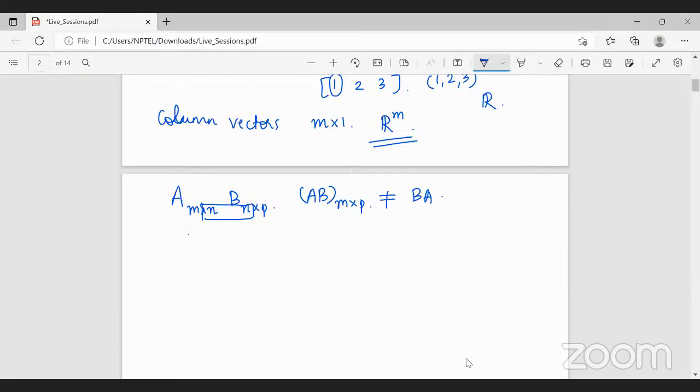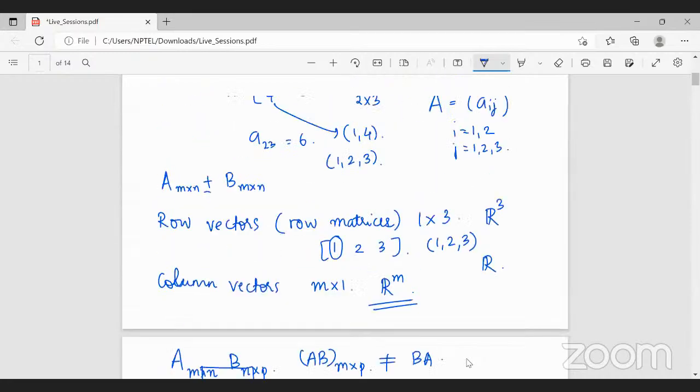Then what is the transpose of a matrix? Interchanging rows into columns. All ijth entries will be changed to jith entries. So you just interchange the rows and columns of a matrix.